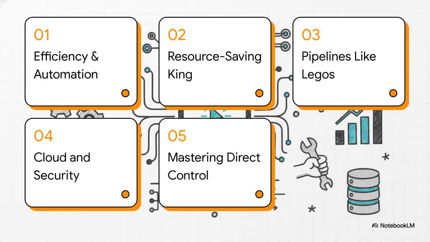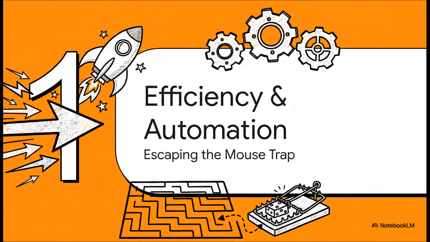To truly understand this massive paradigm shift, we're going to break down the illusions of the GUI and explore the distinct superpowers of the CLI. We'll be looking at absolute efficiency and automation, the resource-saving performance king, pipelines like Lego bricks, ruling cloud and security, and finally, mastering direct control. Let's jump into part 1, absolute efficiency and automation.